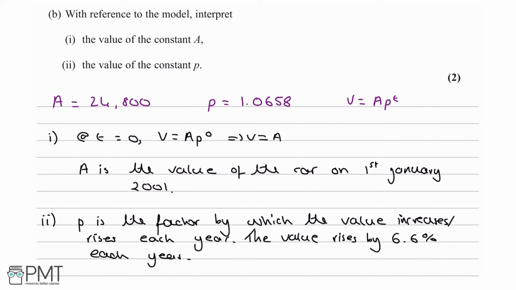Just to be safe, and because it says interpret with reference to the model, saying technically on its own that the factor by which the value increases in some mark schemes might not be enough. So by saying the value rises by 6.6% each year, you are directly applying it to the situation. Again, this question is worth 2 marks. You get 1 mark for part I and 1 mark for part II, and that is for writing as I have written here in both cases.